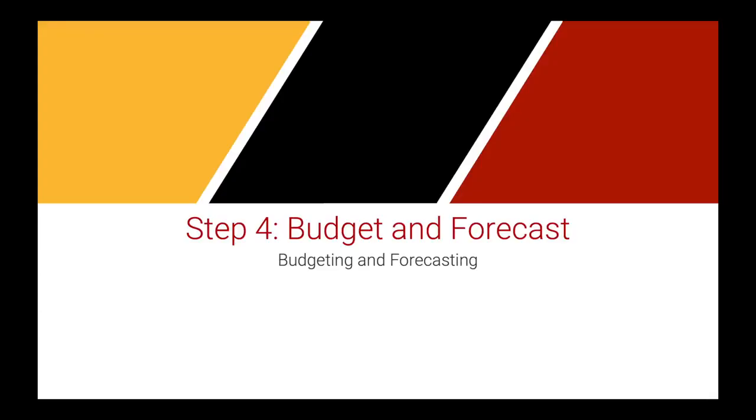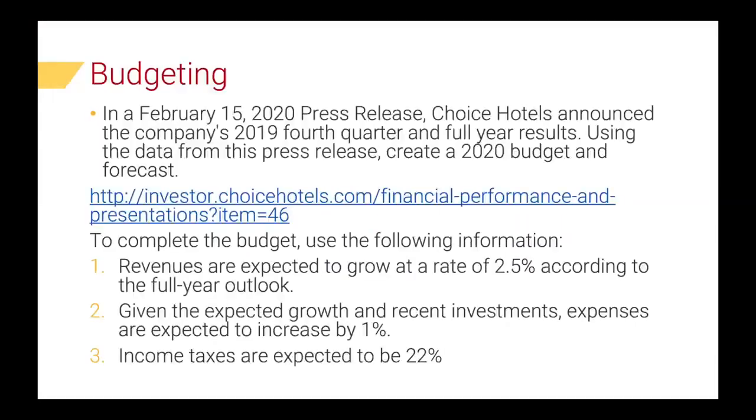Step 4. Budget and forecast. Budgeting. In February 2020, a press release from Choice Hotels announced the company's fourth quarter and full year results. Using the data from this press release, create a 2020 budget and forecast. To complete the budget, use the following information. Revenues are expected to grow at a rate of 2.5% according to the full year outlook. Given the expected growth in recent investments, expenses are expected to increase by 1%. Also, income taxes are expected to be 22%.